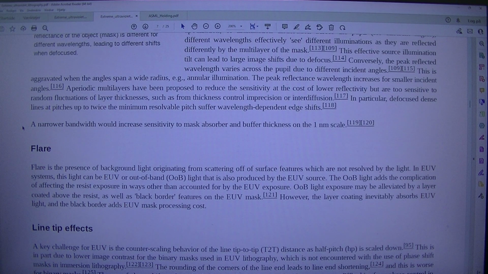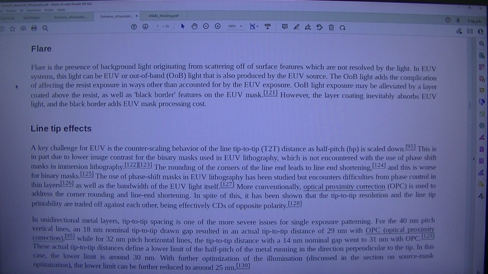119, 120. Flare. Flare is the presence of background light originating from scattering off of surface features which are not resolved by the light. In EUV systems, this light can be EUV or out-of-band, OOB, light that is also produced by the EUV source. The OOB light adds the complication of affecting the resist exposure in ways other than accounted for by the EUV exposure.